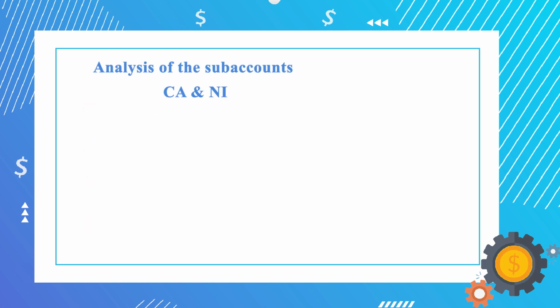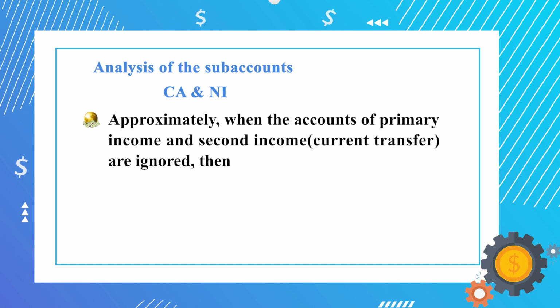Firstly, let's analyze the relationship between net current account and the national income. Approximately, when the account of primary income and secondary income, that's current transfer, are ignored, then the current account will be equal to the trade account, which can be expressed with the following formula. CA equals X minus M, in which X represents export, M is for import.